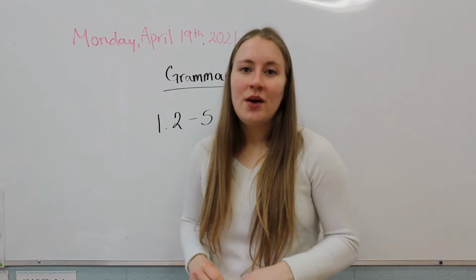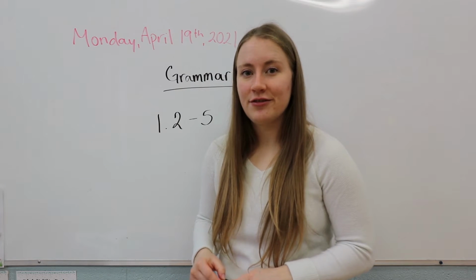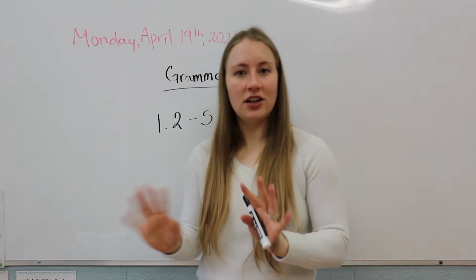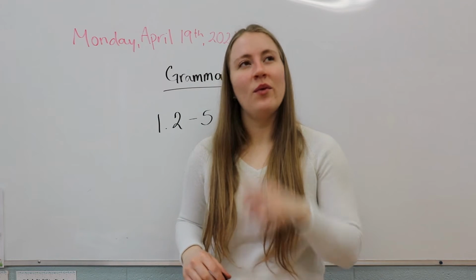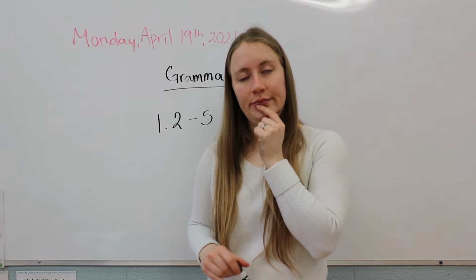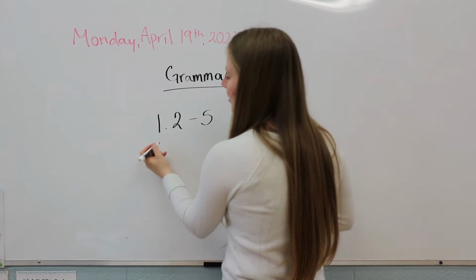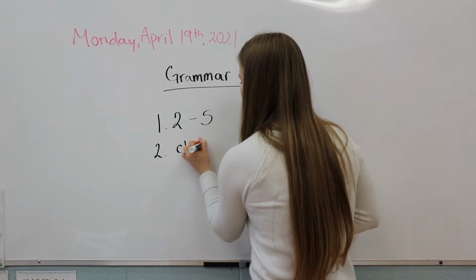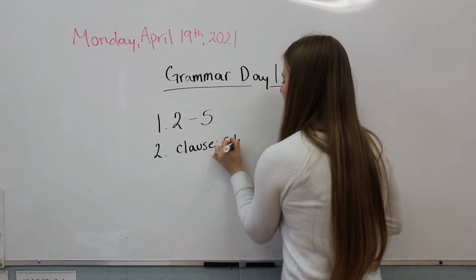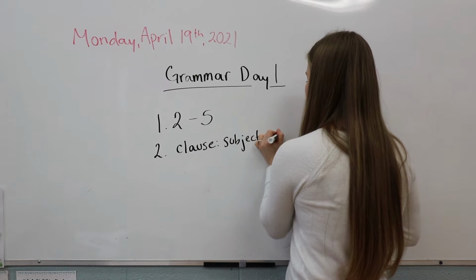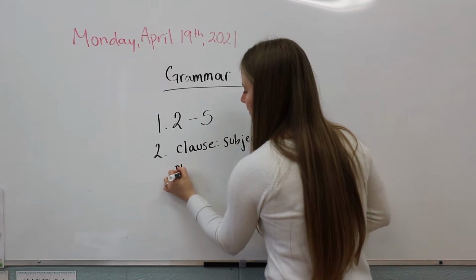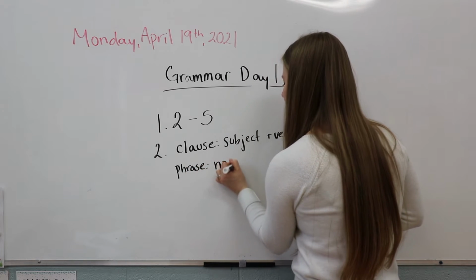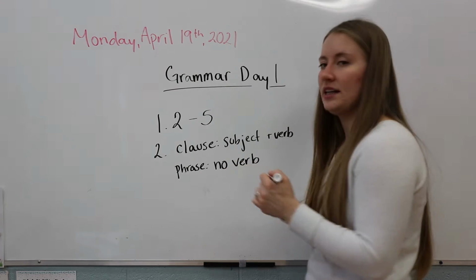So question number 2, what is the main difference between a clause and a phrase? Okay, so let's think about that for a second. So phrases are the things that we don't put into clauses, right? They're the parts that just stick out. So what is the difference between a phrase and a clause? So the answer is that a clause will have a subject plus verb, whereas a phrase doesn't have a verb. Okay? And that's what makes it just a phrase.